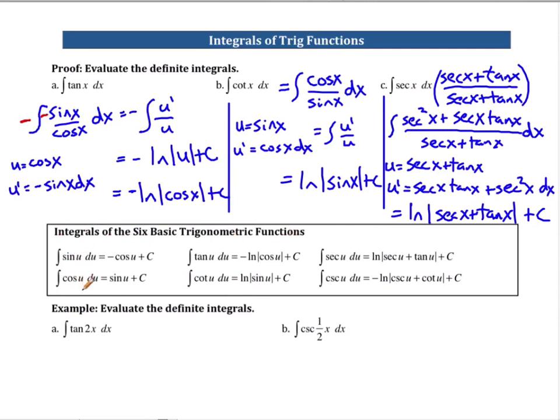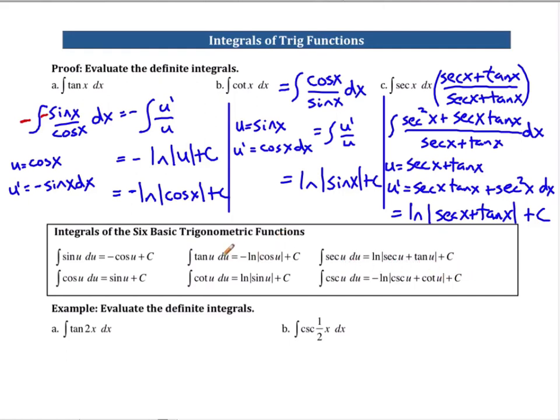Sine and cosine we had already known, so it's negative cosine and positive sine, and I just proved to you that the integral of tangent u du is negative natural log of the absolute value of cosine u, and I proved the integral of cotangent u du is the natural log of sine u plus c, and I also proved secant. Okay, so the integral of secant u is natural log of secant u plus tangent u, and likewise we could have done another similar thing with cosecant, and we would have found that the integral of cosecant u was the negative natural log of cosecant u plus cotangent u plus c.